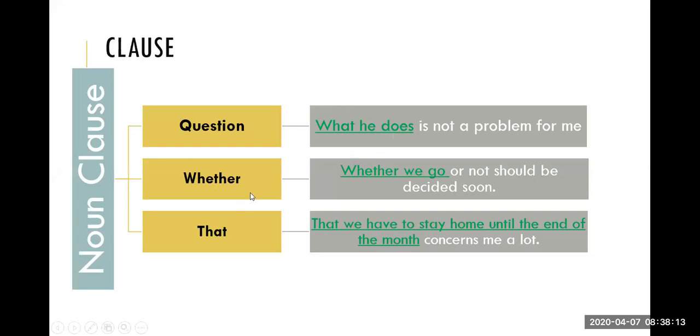And then it also comes with whether. When we talk about option, we usually talk about this option, right? So, whether we go or not. The word "or not" is optional. So we can say, "Whether we go should be decided soon." And then "that we have to stay at home until..." Usually when we use "that", we use this to show a fact. This is a fact: "That we have to stay home until the end of the month concerns me a lot." Any questions so far?